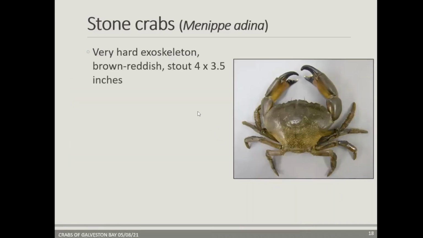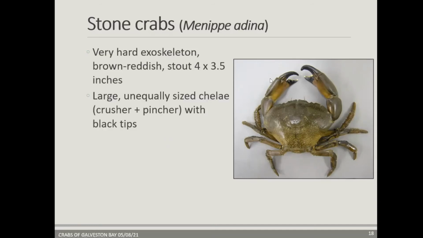Stone crabs. Stone crabs have a very thick, very hard exoskeleton. They're brownish even when they're big. They're stout. They're sort of round or squarish, and they're about as long widthwise as they are lengthwise. They are our heaviest, strongest crab. They have large, unequally sized chelae. They again have a crusher and a pincher.